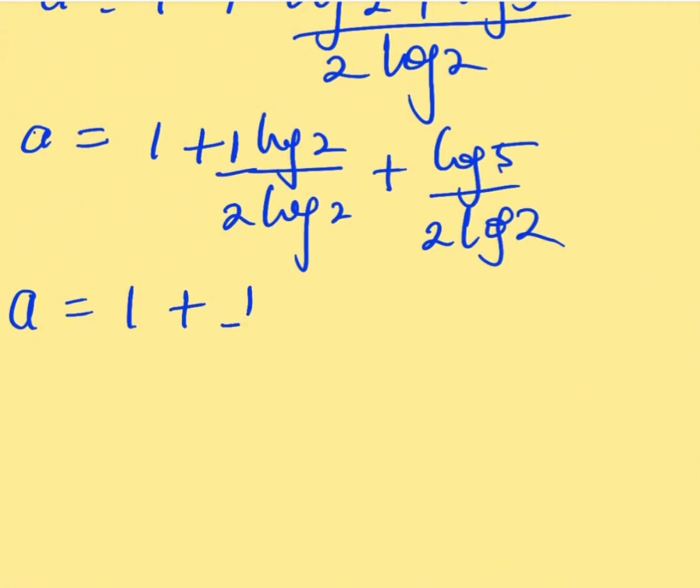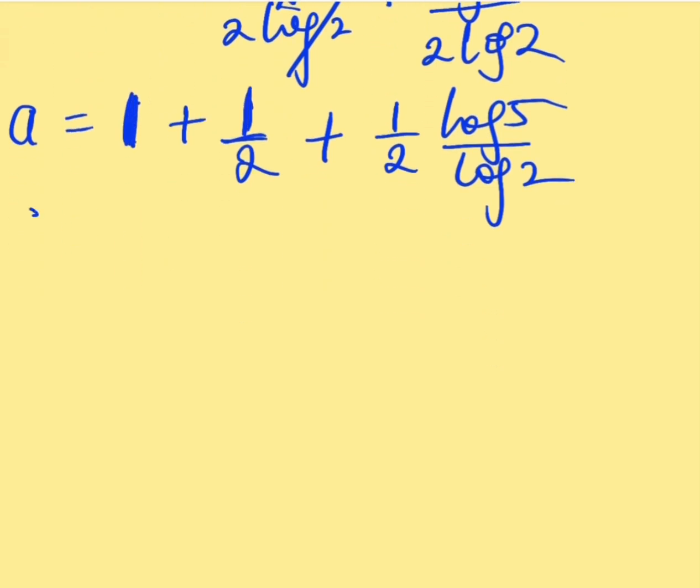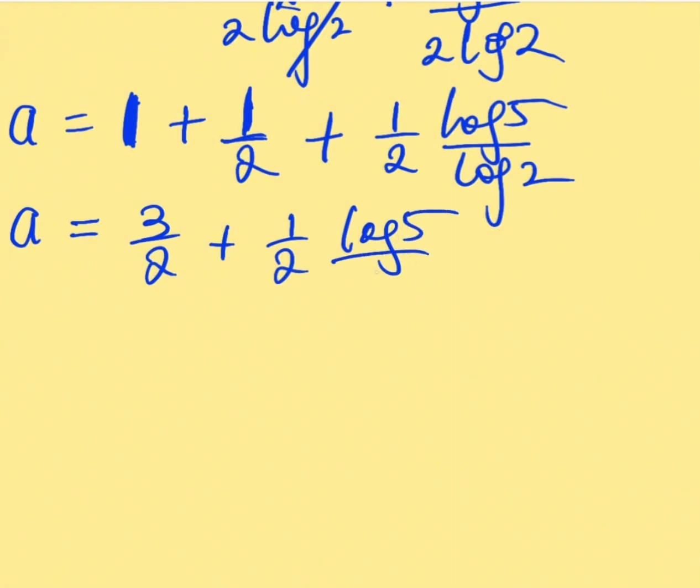So you can call it 1 over 2 so that this will cancel out. You have just half plus, here, this can also be 1 over 2, then log 5 over log 2. Okay, now 1 plus half. If I add this 1 and this half together, I will get 1 and half. And 1 and half is the same thing as 3 over 2. So I'll have 3 over 2 plus 1 over 2 log 5 all over log 2.